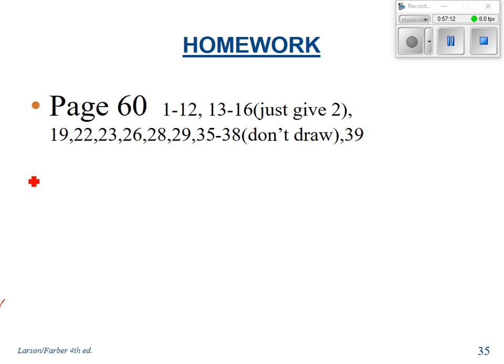Number 2. We're doing this assignment. What is an advantage of a stem and leaf plot over a histogram? You see all the numbers. What's a disadvantage of a stem and leaf plot?